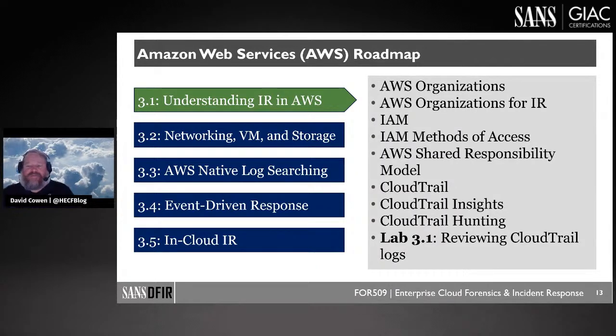So we have talking about IAM in AWS. We're going to talk about different ways that someone can access your tenant, just like we did in Azure. We're going to talk about the shared responsibility model for Amazon and how it works. And then we're going to talk about CloudTrail. We're going to talk about CloudTrail Insights. We're going to talk about hunting in CloudTrail. We're going to talk about GuardDuty.